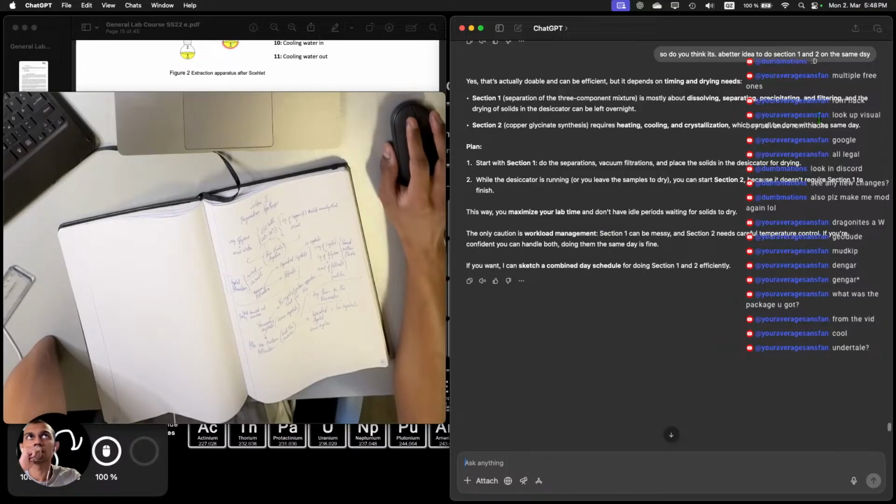Section 1 is mostly about dissolving, separating, precipitating, filtering, and drying of solids; the desiccator can be left overnight. Section 2 requires heating, cooling, and recrystallization, which can all be done on the same day. While the desiccator is running, you can start section 2 because... mm-hmm.